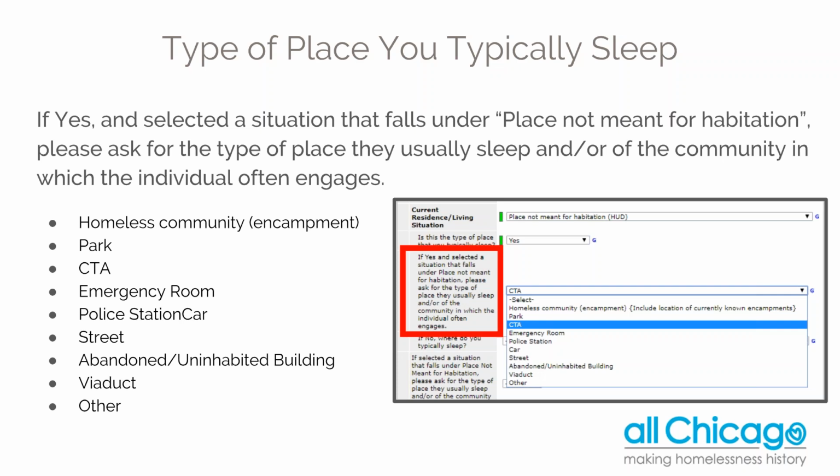There's no further questions that you have to answer from this section. You've already done your job.